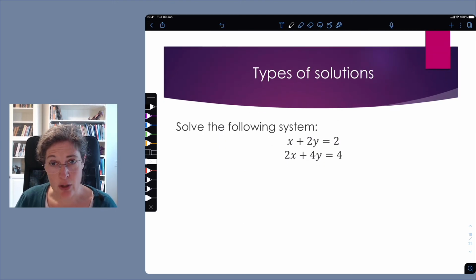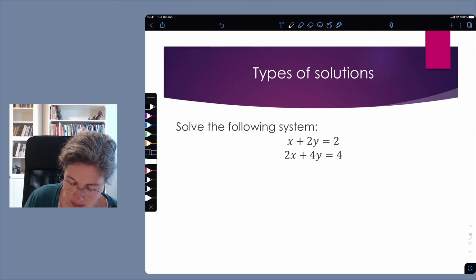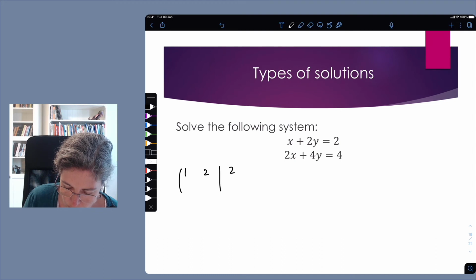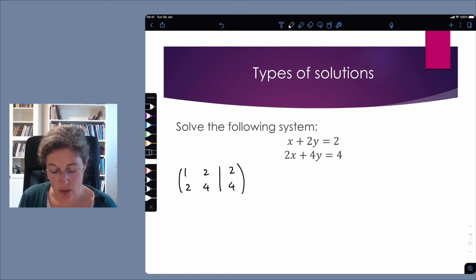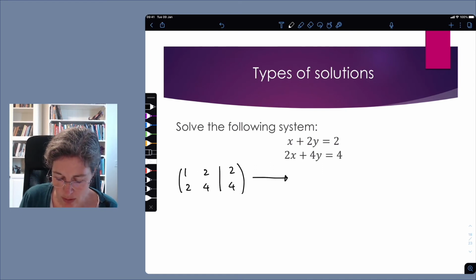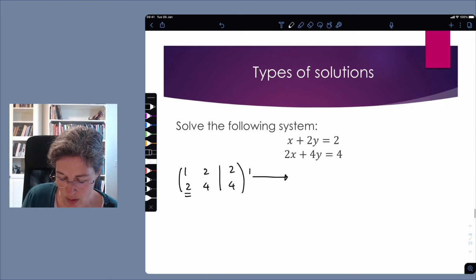Here's another similar looking set of equations. So we've got 1, 2, 2, and 2, 4, 4. Let's do our Gauss reduction thing. We've already got a 1 in our top left, so we need to deal with this 2 here and turn that into a 0. So we're going to say row 2 is equal to row 2 minus 2 row 1.